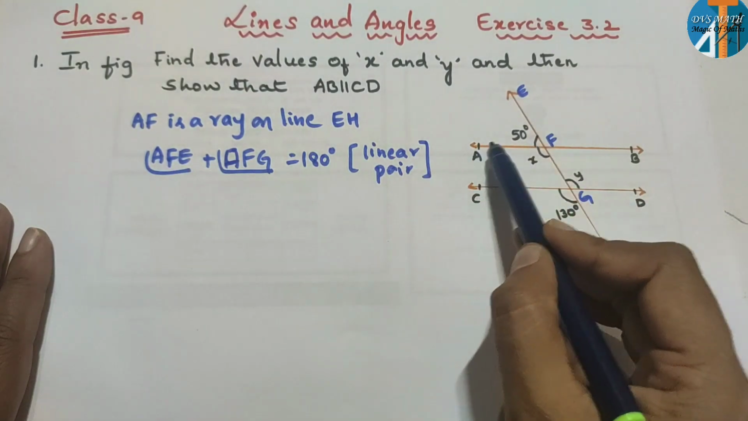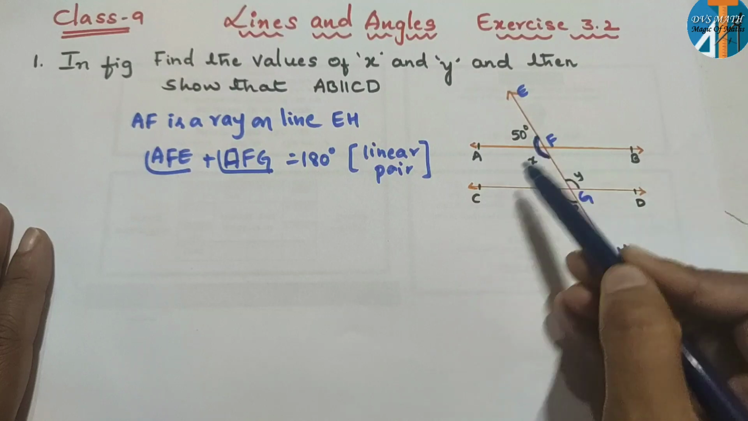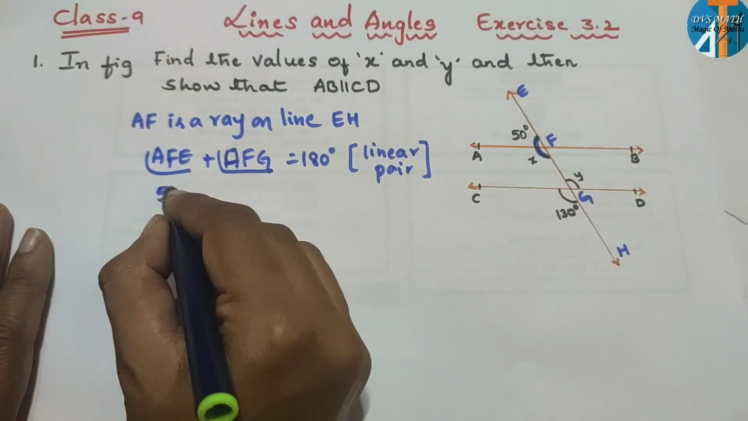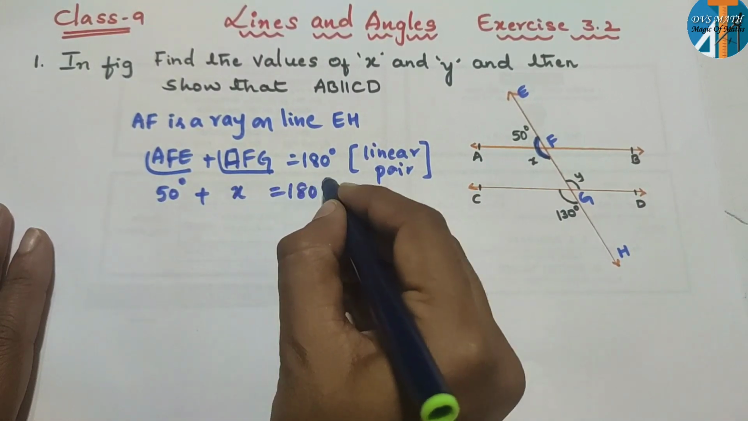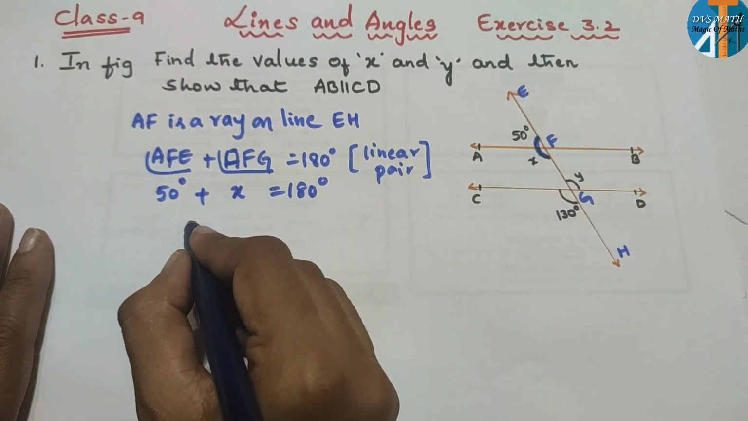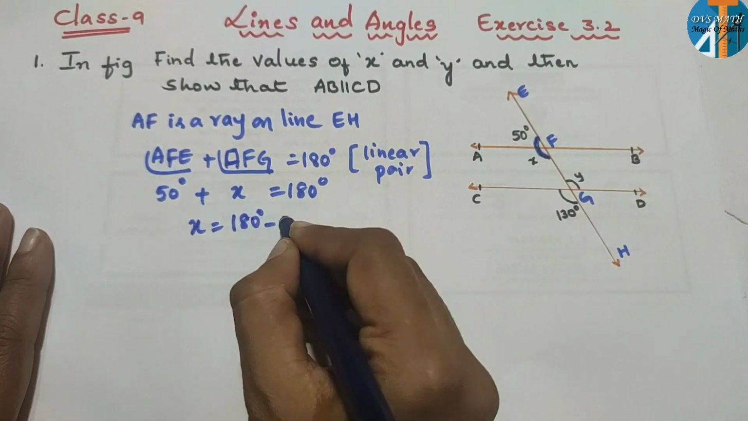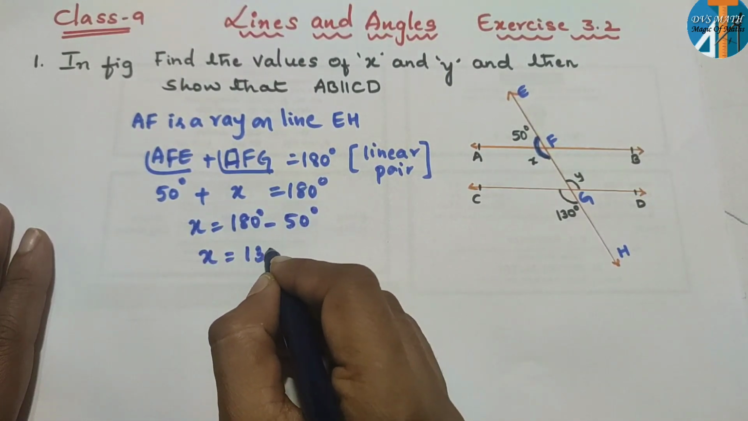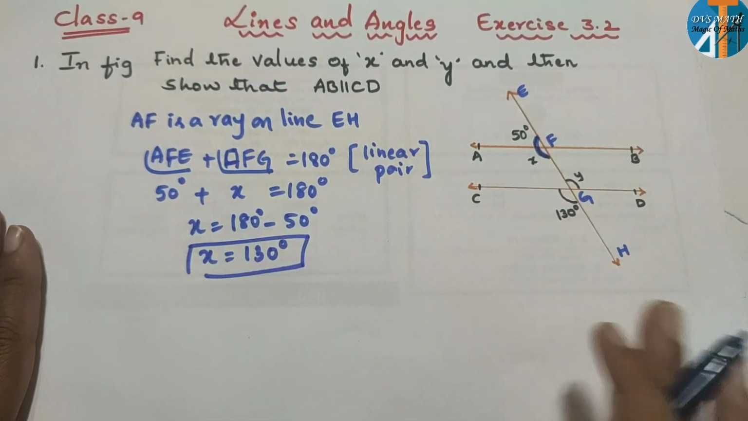Again I'm repeating, AFE and AFG. If you add these two angles, it is equal to 180 degrees. Now let us substitute. AFE is 50 degrees, AFG is nothing but x, so 50 plus x is equal to 180 degrees. If we send 50 to the RHS, x is equal to 180 degrees minus 50 degrees. You got x is equal to 130 degrees. Okay, we got the x value.